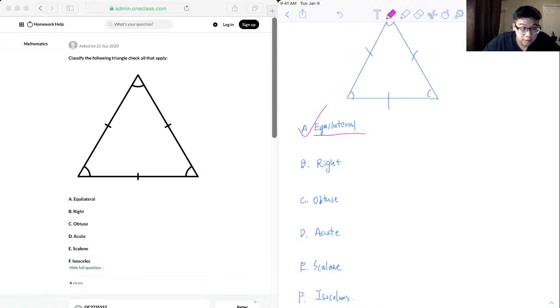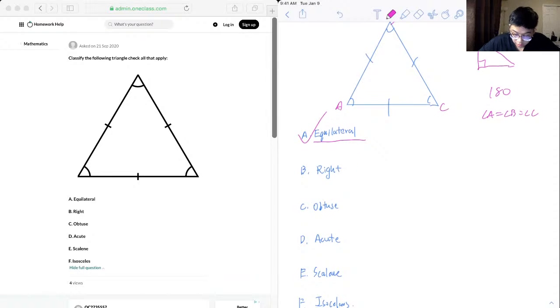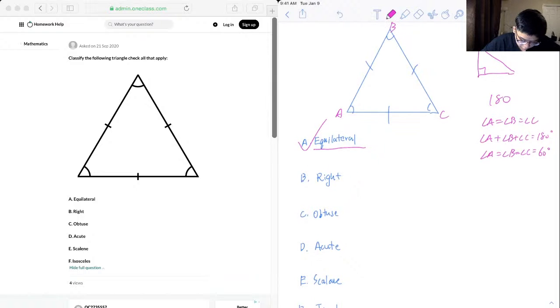And for B, right triangle. Whenever we have a 90 degree angle, we will consider that a right triangle. So here, since we know the interior angles of a triangle add up to 180, let's call this ABC. We know A equals B equals C, which means A plus B plus C adds up to 180. So A equals B equals C equals 60 degrees, because 3 times 60 is 180. So it is not a right triangle.